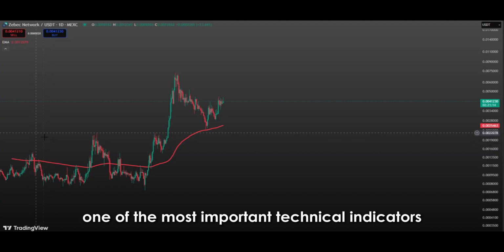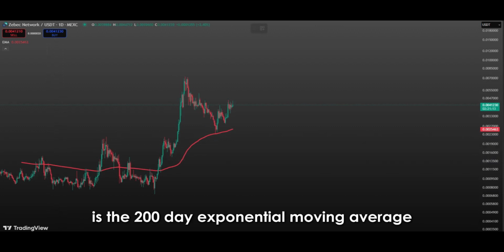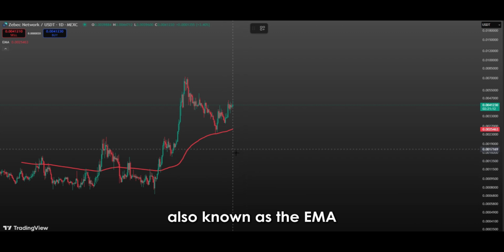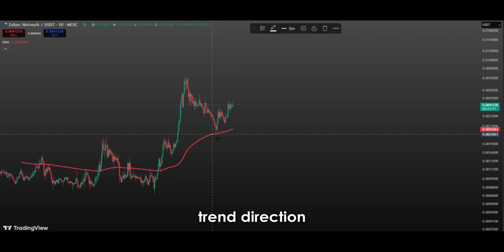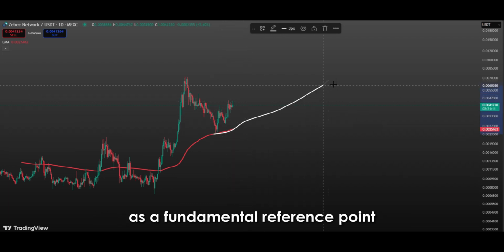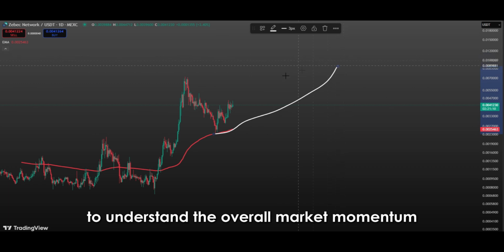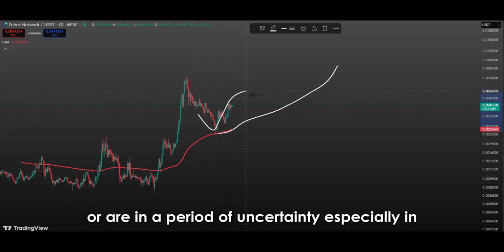One of the most important technical indicators highlighted on the chart is the 200-day exponential moving average, also known as the EMA, which serves as a key tool in determining the long-term trend direction. This indicator is frequently used by investors as a fundamental reference point to understand the overall market momentum and to assess whether price movements are following a healthy trend or are in a period of uncertainty.